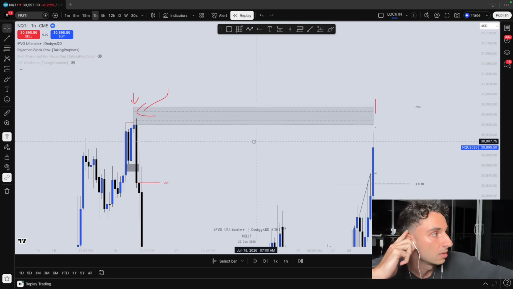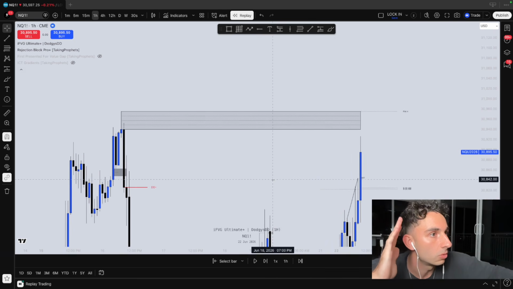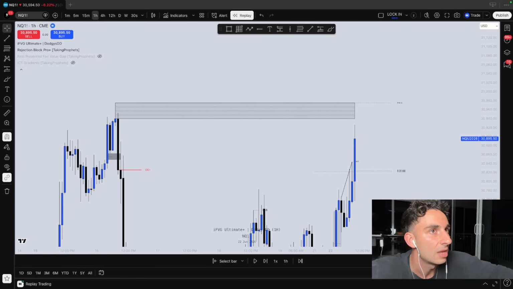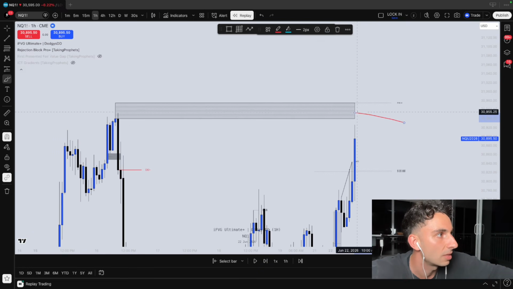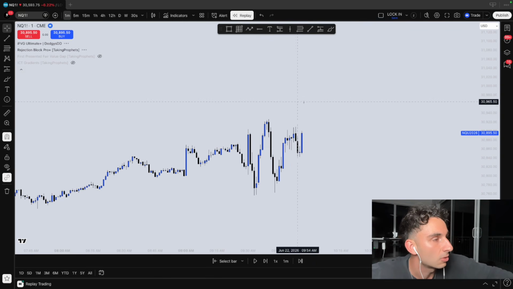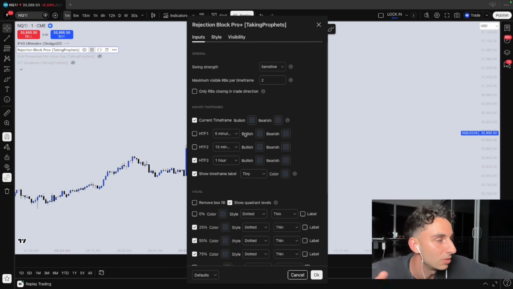Now, rejection blocks, you don't take them as everything, right? Draw on liquidity and bias is always going to be more important, but it's good to know where they are, especially a rejection block at a key level. Like I was expecting previous week high, but I also understood it might not get hit because of the rejection block. And I only really knew the rejection block was there because I had this indicator on, to be honest.